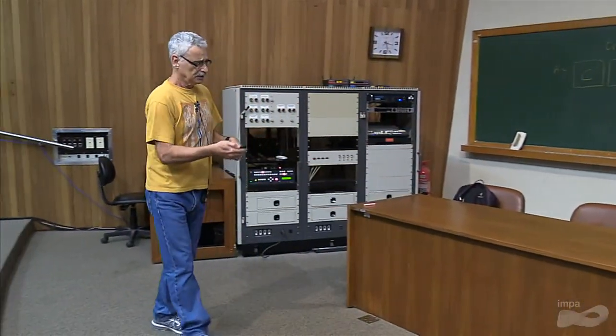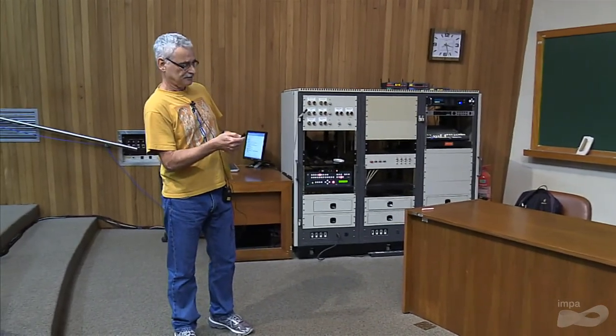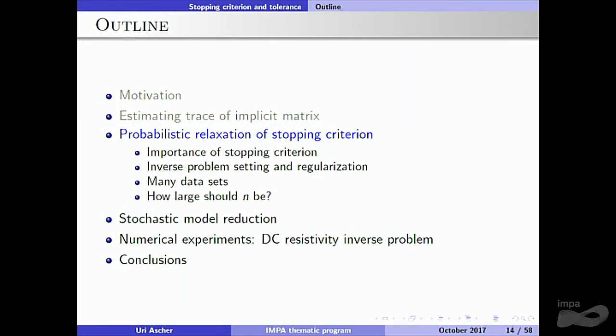I want to ask sort of philosophical questions regarding what we mean by a stopping criterion. I tried to do that also in a previous lecture last week, but I want to come back to it.